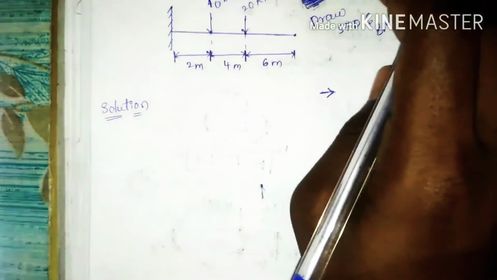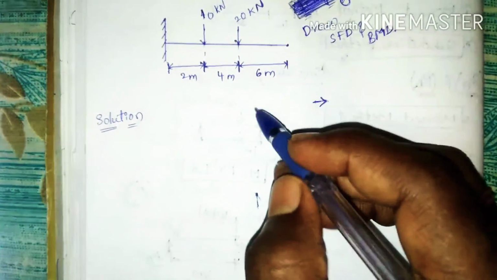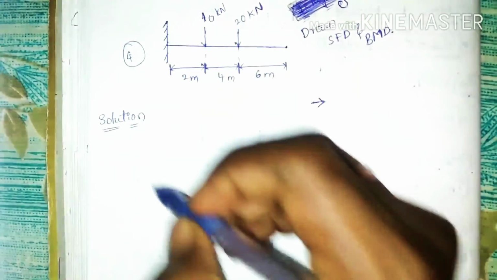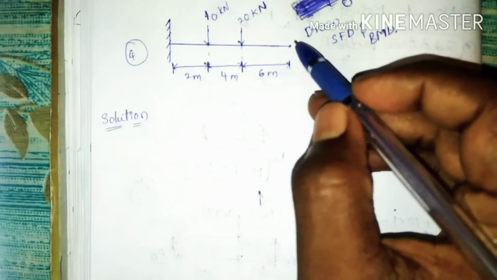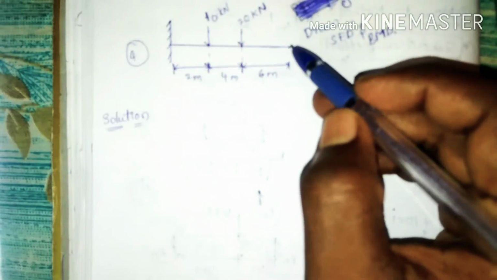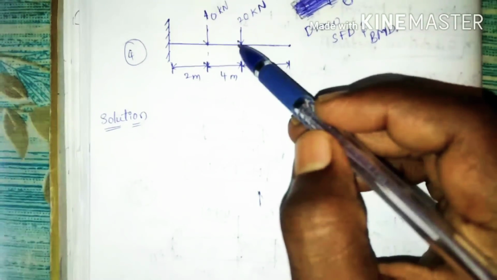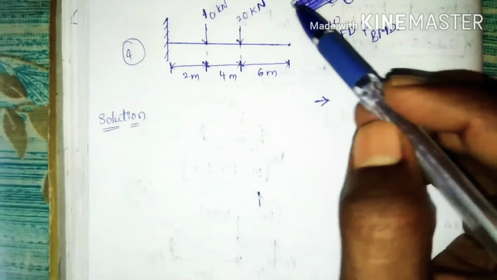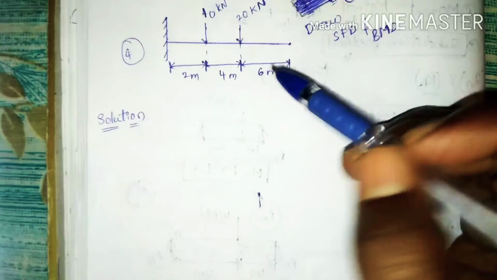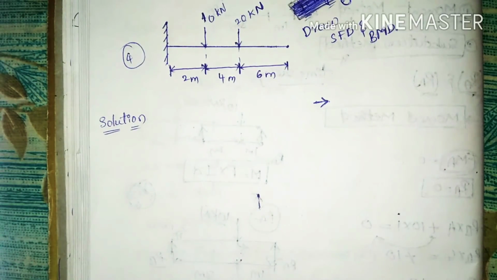Today we are going to see problem number 4, in which the point load is not acting at the free end, and the remaining two loads are acting with the magnitude of 10 kN and 20 kN.